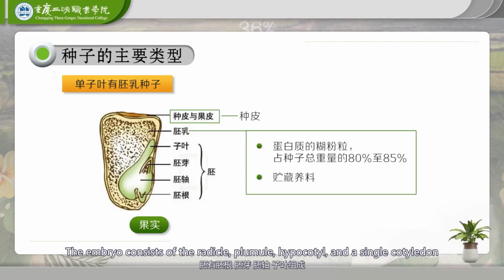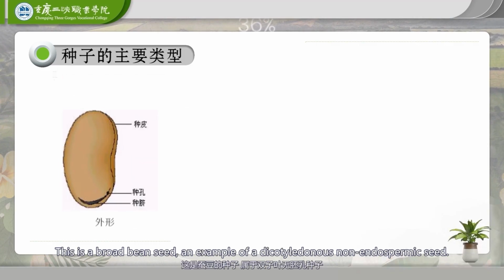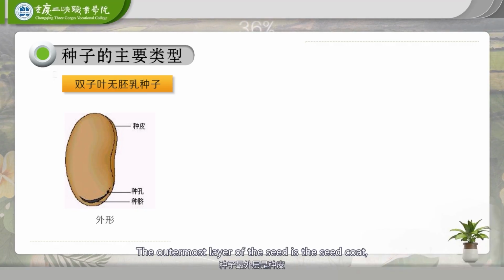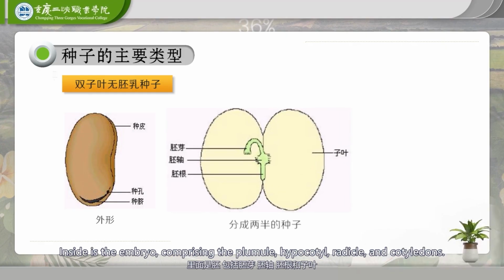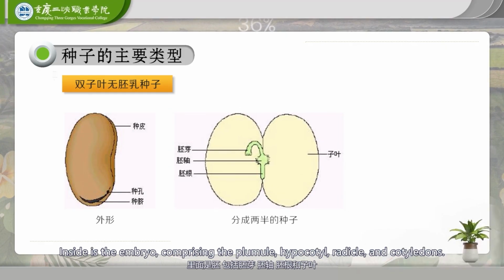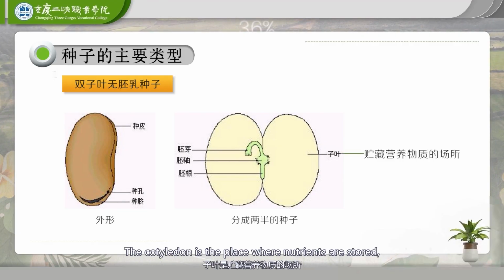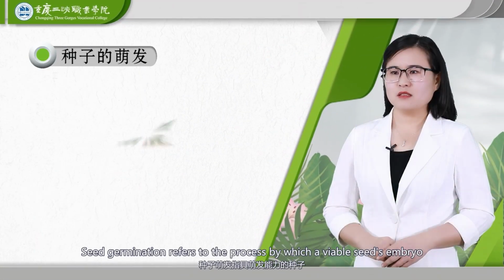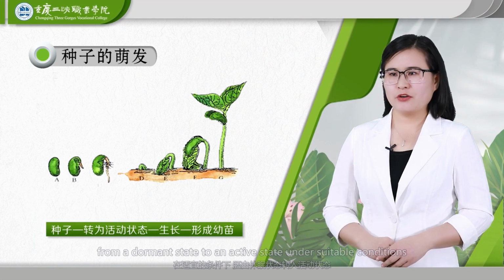The embryo consists of the radicle, plumule, hypocotyl, and a single cotyledon. This is a broad bean seed, an example of a dicotyledonous non-endospermic seed. The outermost layer of the seed is the seed coat. Inside is the embryo, comprising the plumule, hypocotyl, radicle, and cotyledons. The cotyledon is the place where nutrients are stored, which is the part we commonly refer to as the bean in broad beans.